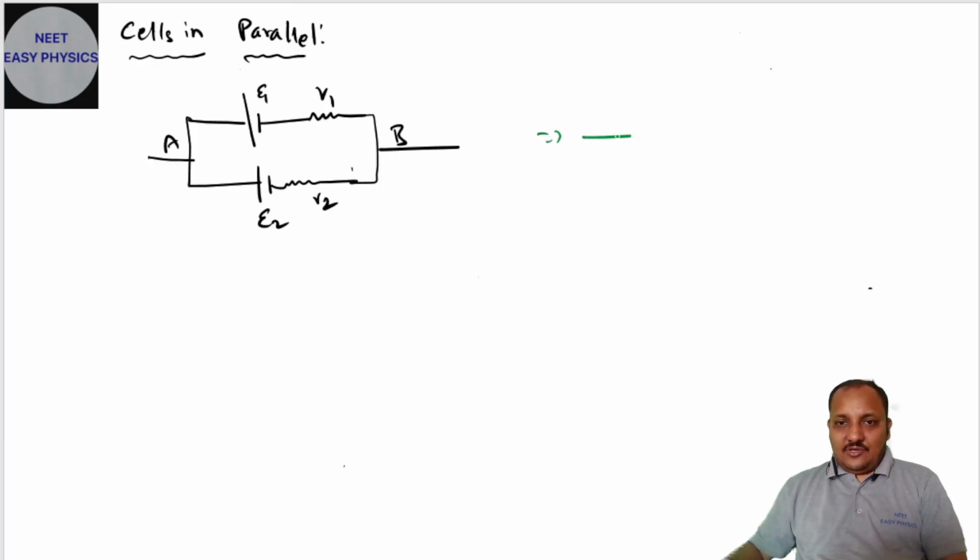Now, the effective combination, I am taking it like this: R equivalent, E equivalent. This is A, B. Let us assume this is sending current I. In this cell E1, I am taking the current as I1. In this cell E2, I am taking it as I2. Always current starts from positive and ends at negative. By combining these two, I am taking this as I.